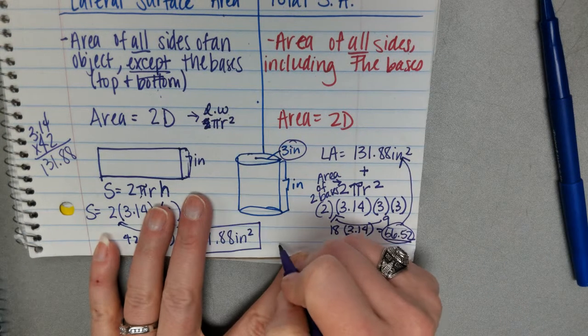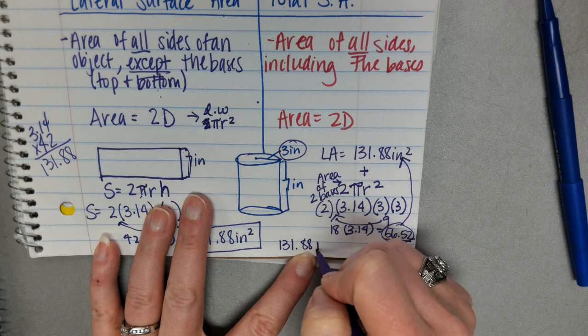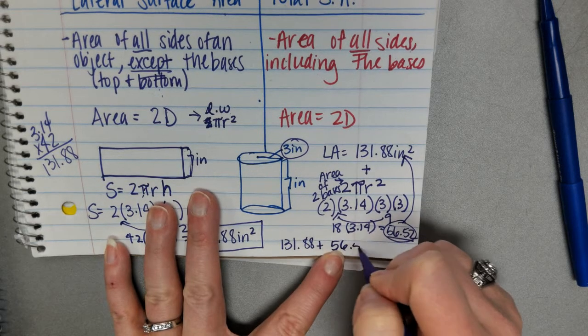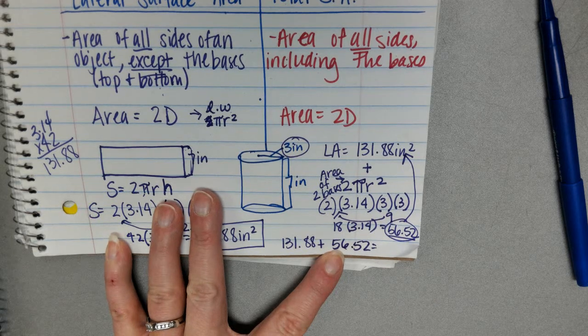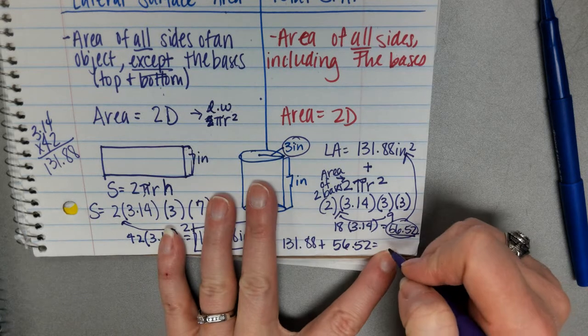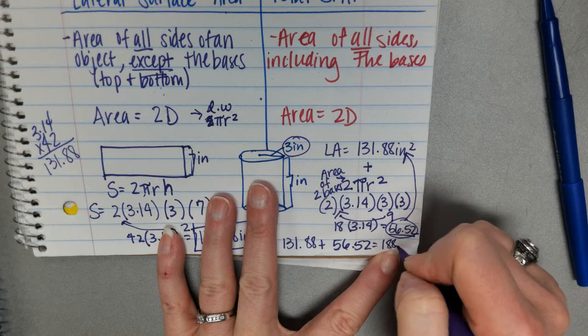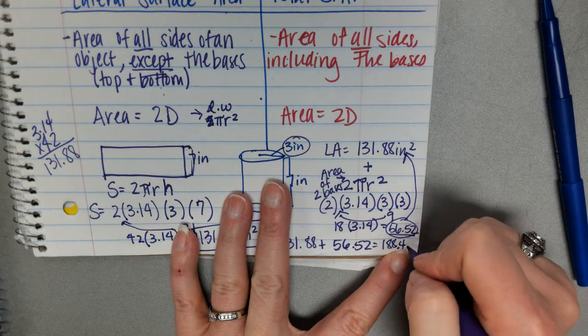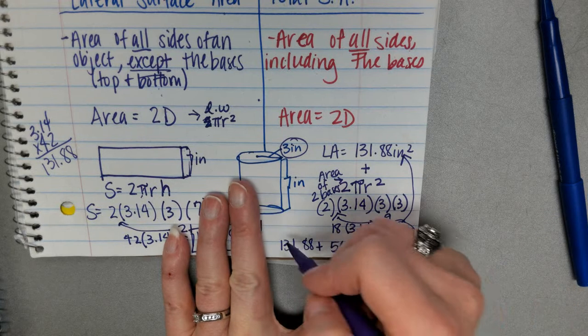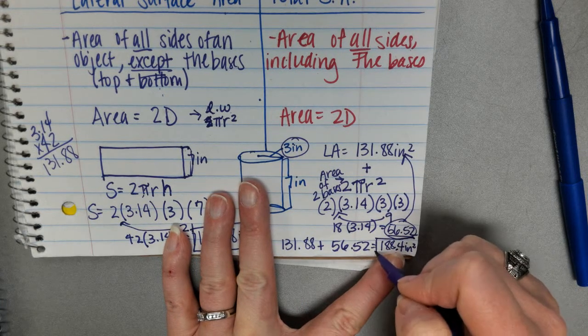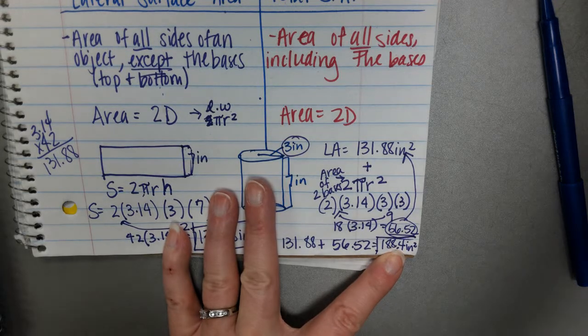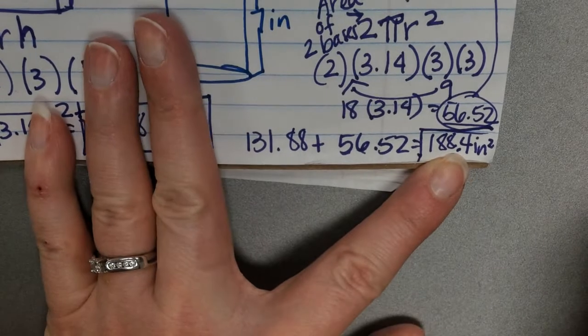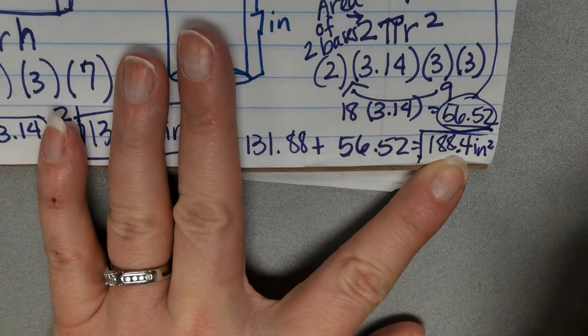So 131.88 plus 56.52 is going to be 188.4 inches squared, because it is area. Okay, sorry if you can't see that. I'm going to zoom in there. 188.4 inches squared. And that's how we get the total surface area.